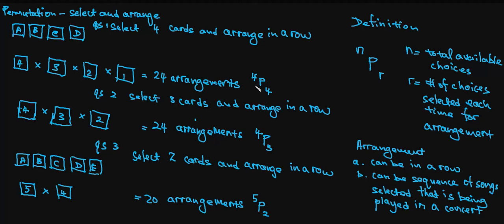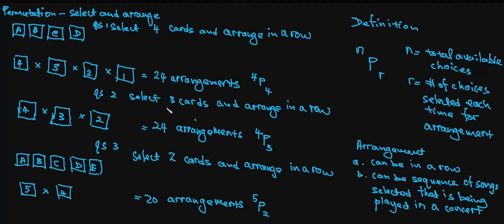Look at this. The first 4 represents the total number of cards. The other 4 here represents the number of cards you're going to take from these 4 cards to do the arrangement in a row. In this case, you take all 4 cards. You write 4 here. Available is 4 cards, so it's 4P4. That gives you a value of 24 arrangements.